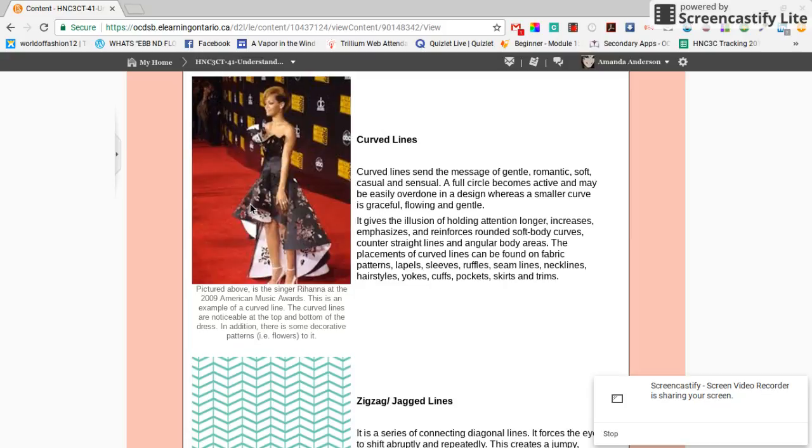So we see a lot of curved lines on women because we want to send the message of that gentle, soft, romantic type. We see a lot of curved lines in ruffles, obviously, necklines, pockets, skirts, and trims.